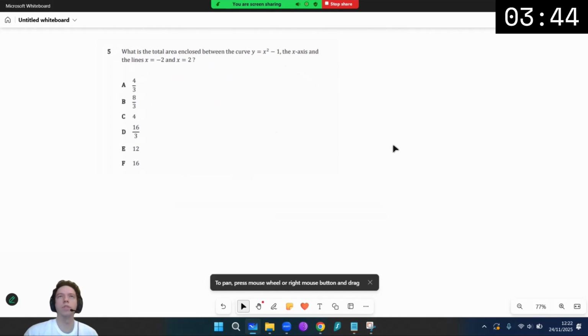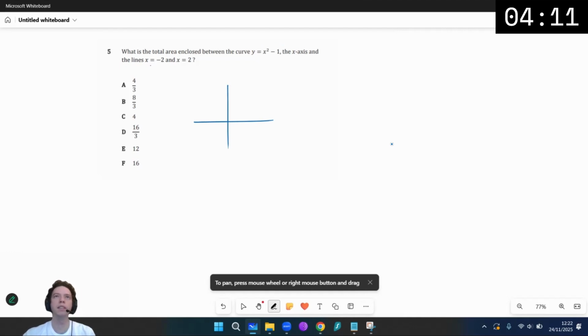Okay, this seems like just a standard integration question, but do be careful to draw a sketch because we want the total area. This function can get negative, so if you just integrate between -2 and 2, you will get the wrong answer. That's not how you want to do it. It seems really easy, but it's kind of not. So x squared minus 1 will just be the x squared graph, but shifted downwards by 1. So it'll be like that.